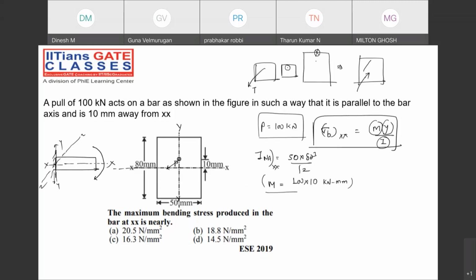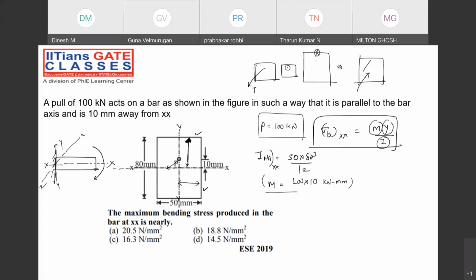But the problem is with the y value, guys. What will be the y value that we need to take? Whether we need to take this distance or this distance, this extreme fiber or this extreme fiber, that we need to consider. That is the question mark. Take your time and let me know.